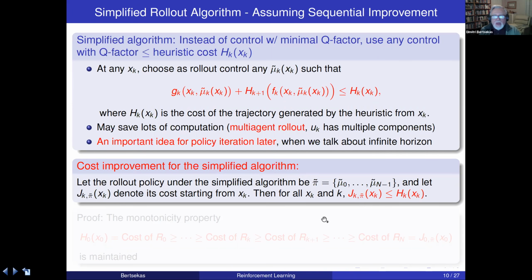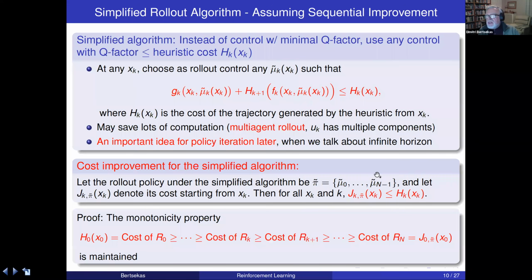This is a theorem, okay? It says that let the rollout policy under the simplified algorithm be pi tilde. So we put together these controls into a policy and let this be the cost corresponding to this simplified rollout. Then at every state, initial state or intermediate, we have cost improvement. The cost of the rollout starting from that state is less than the cost of the heuristic.